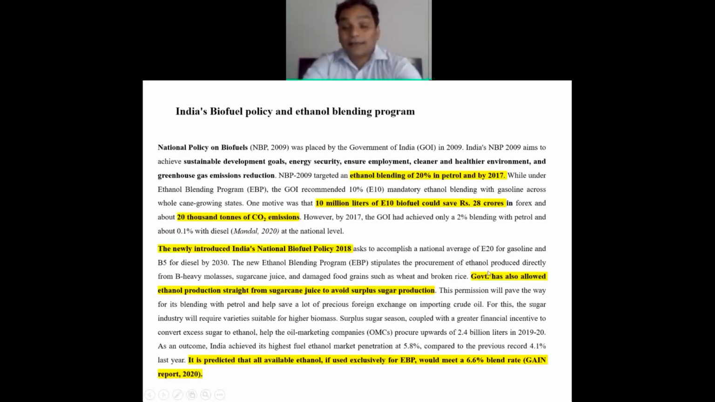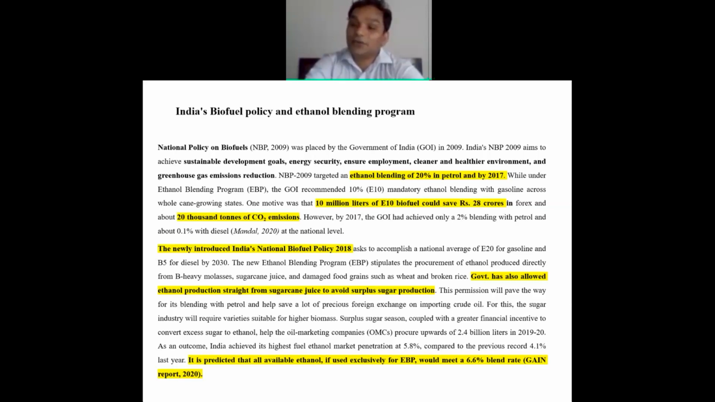India, understanding the importance of biomass-based biofuel, has devised a policy which is most prominently known as India's biofuel policy and ethanol blending program. By this program, they are aiming towards 30% blending, but till date it has not been possible. 30% is very far away. Up to 10 to 18% is what has been obtained in the current situation.